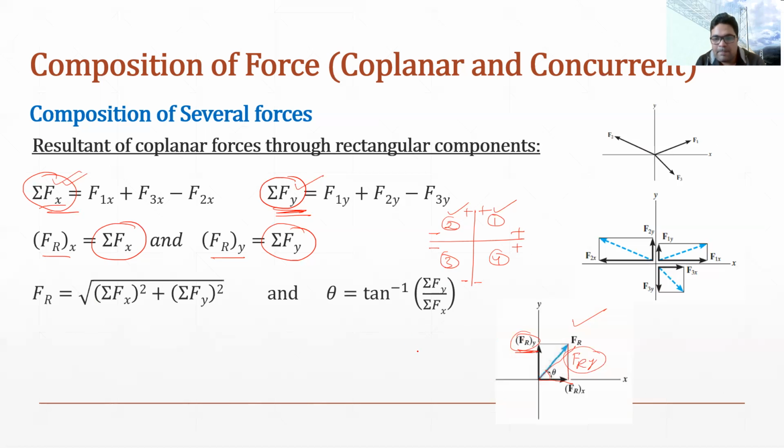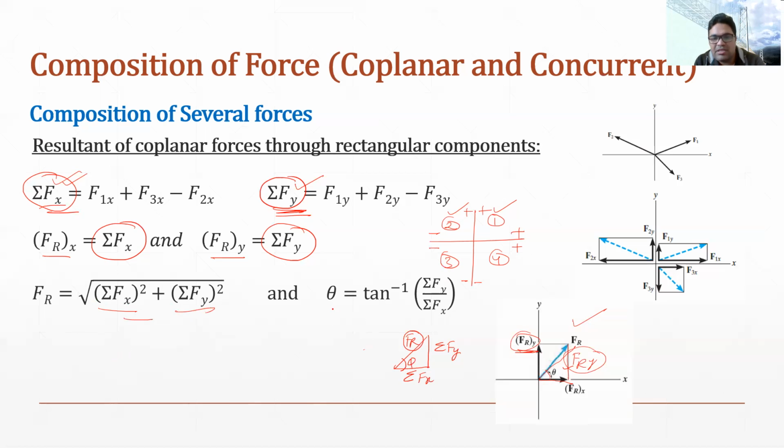I'm just showing this triangle. This is Fr, this is Fy, this is Fx, and this is theta. Now we have to find Fr. You can see this is a right triangle, so we can simply apply the Pythagoras theorem. According to it, Fr equals the square root of the summation of Fx squared plus the summation of Fy squared. This is the expression to find the magnitude of the force.